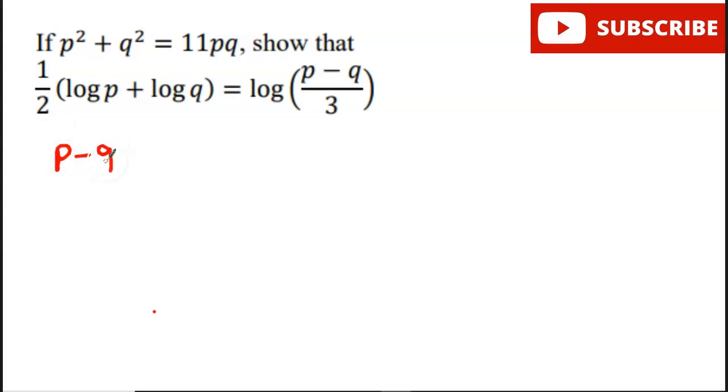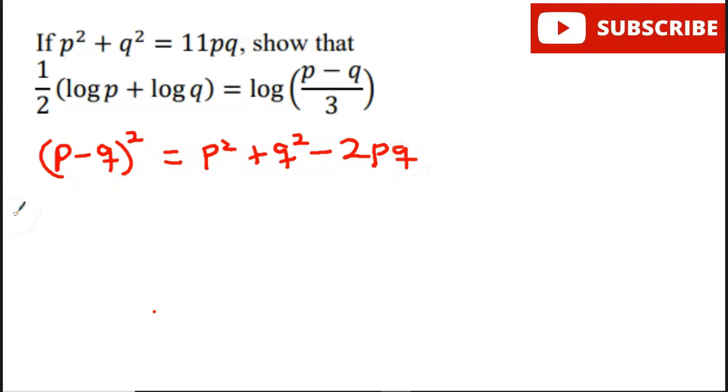(p minus q) all squared is equal to p squared plus q squared minus 2pq. That is from algebra. So we can say that, let's move 2pq to this side. Now, anytime you are being asked to show, you have to look at the question and where to start from. I can't tell you where you have to start from. If it is about proof, then it is testing your understanding of the whole topic. So let's move to the left hand side.